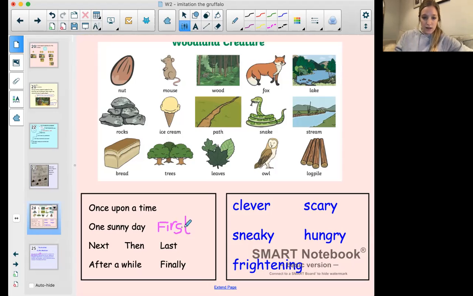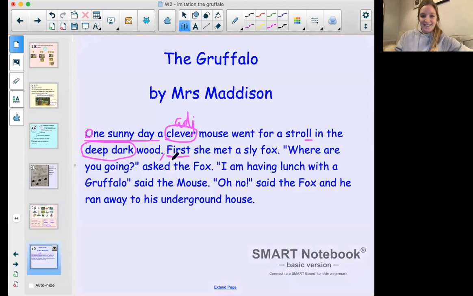I have to say, Year 1, I do think my computer handwriting is getting a little bit better. I might be at nursery level now. So first, she met a sly fox. Look, that's a nice adjective to describe the fox. "Where are you going?" asked the fox.